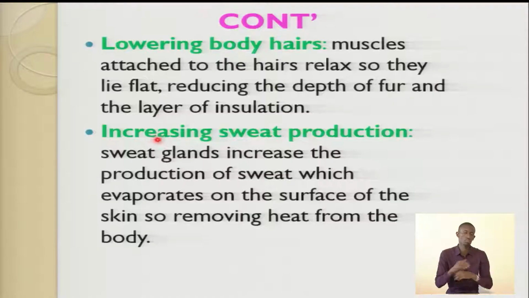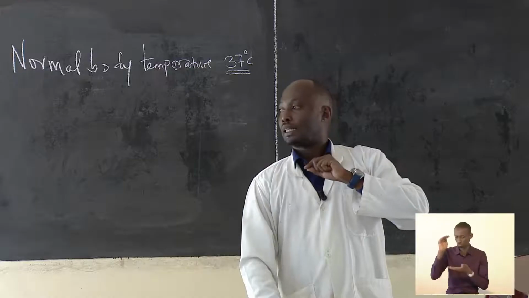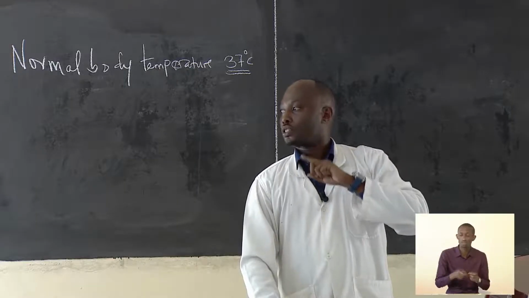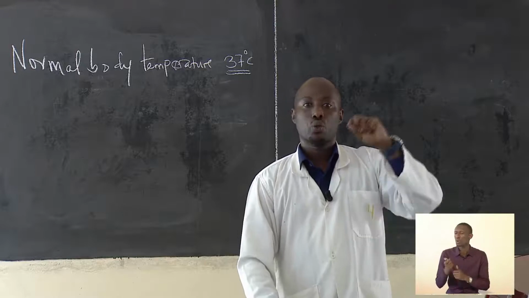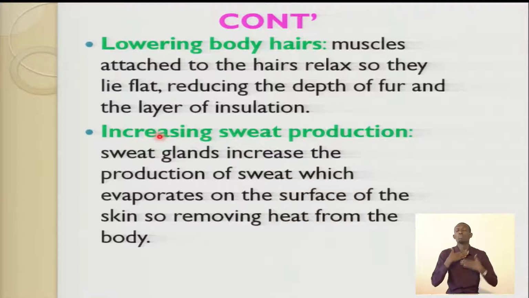We have increasing sweat production. In the process of increasing, we talked about there is a decrease in sweat production. But here, when the temperature is very high, we do sweat. When we sweat, it is a way of reducing body temperature when it is very high.